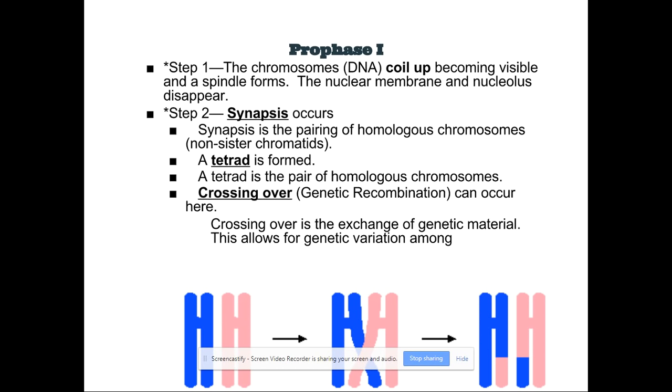And then this process called crossing over can take place. Crossing over, also known as genetic recombination. So sometimes while they're next to each other in that tetrad, parts of the chromosomes will overlap and they will actually exchange genetic information with one another, which leads to more variations in each chromosome as they get passed on.